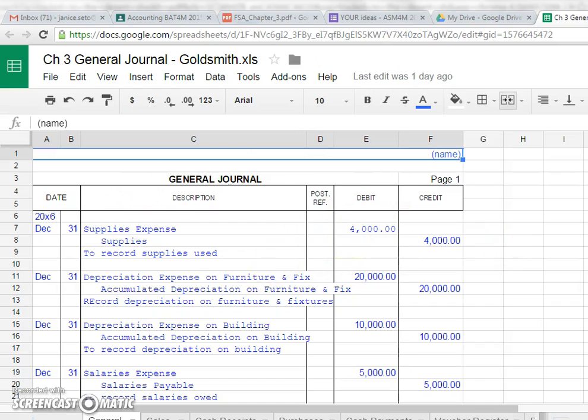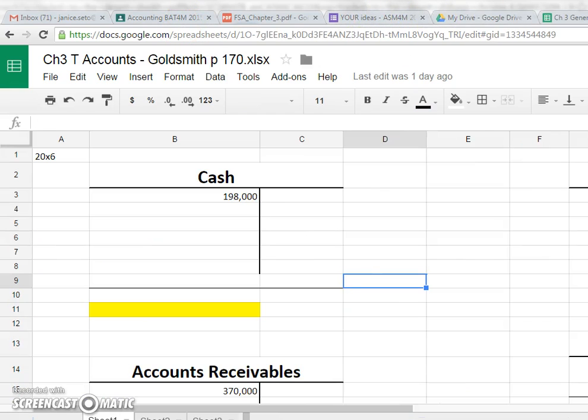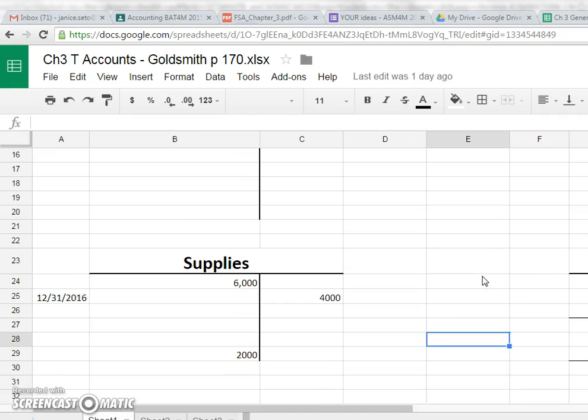So where does that go in the T accounts? That's why we have the supplies. The supplies start out with 6,000 on the debit side, and we credited 4,000. That's for entry A.